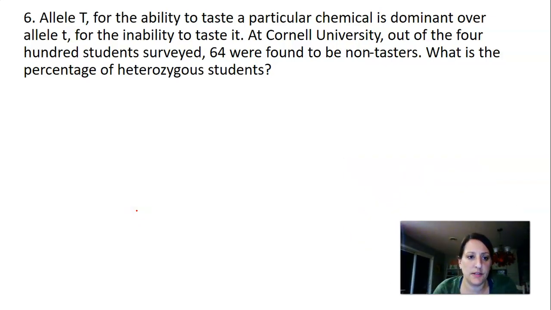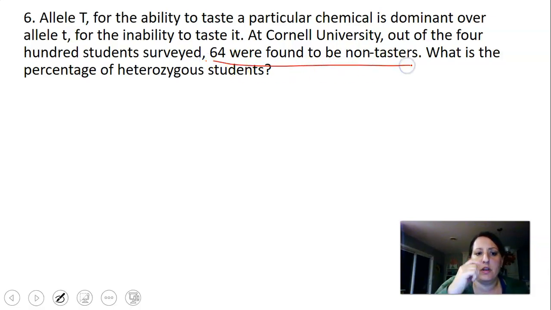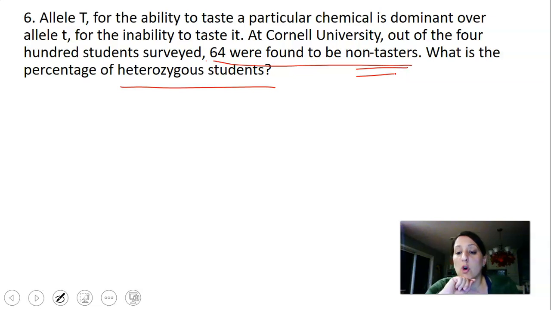Okay, so question 6 says allele T, capital T, codes for the ability to taste a particular chemical, and that's dominant over allele little t, which codes for the inability to taste. At Cornell University, out of 400 students surveyed, 64 were found to be non-tasters. What is the percentage of heterozygote students? So you can look right here. Those non-tasters, those are homozygous recessive, right? Little t, little t.